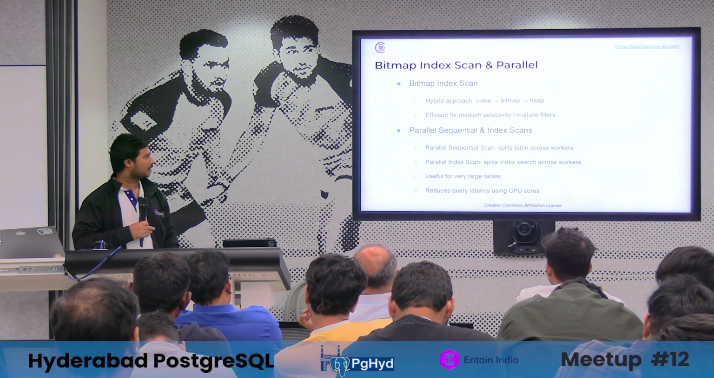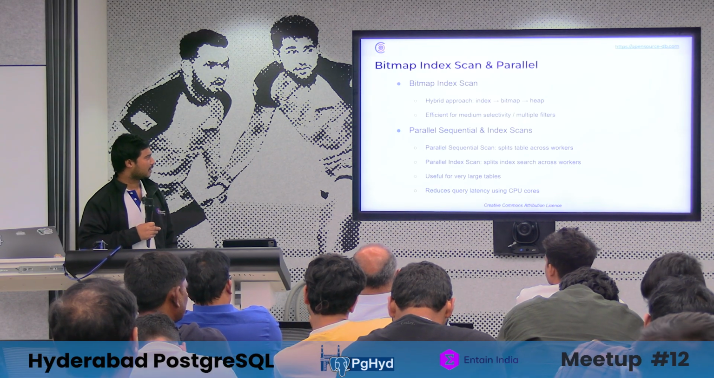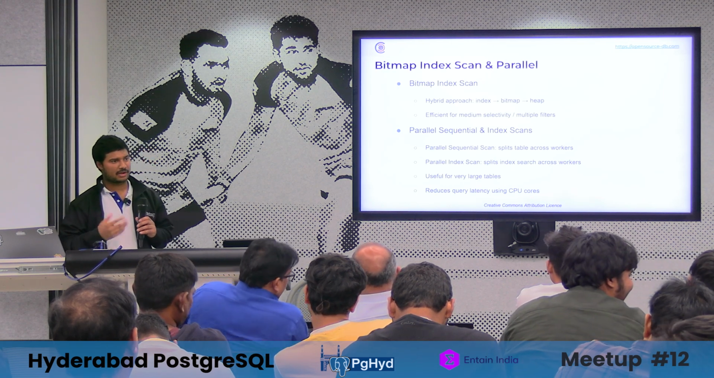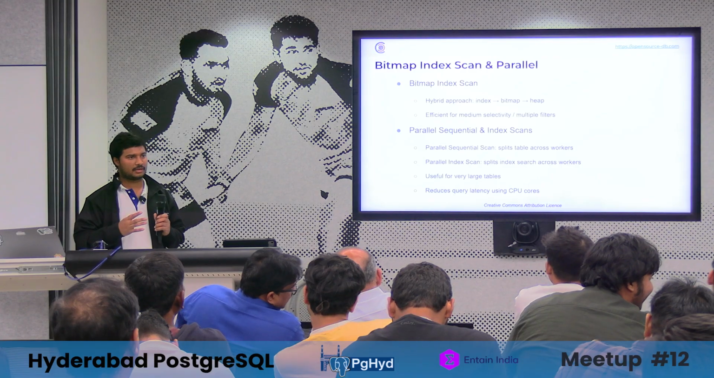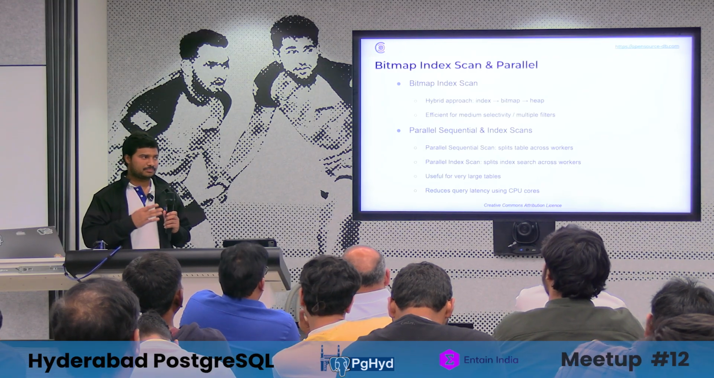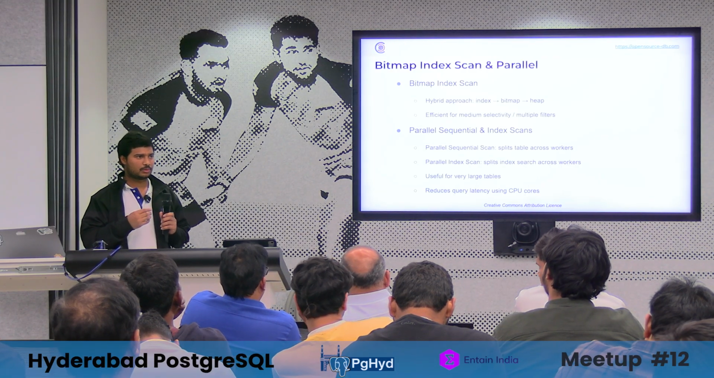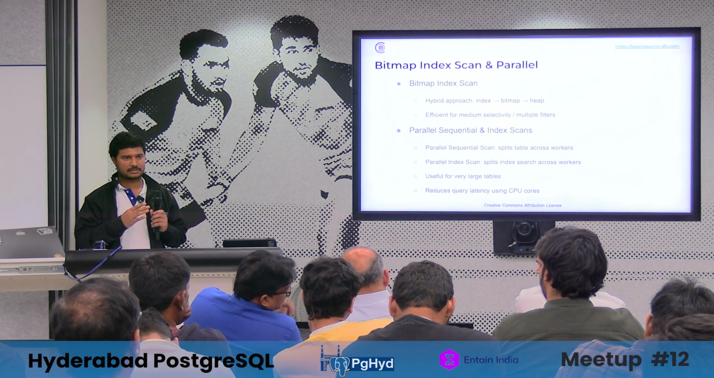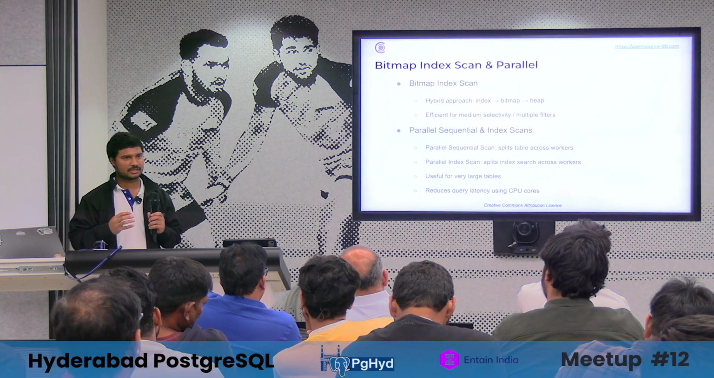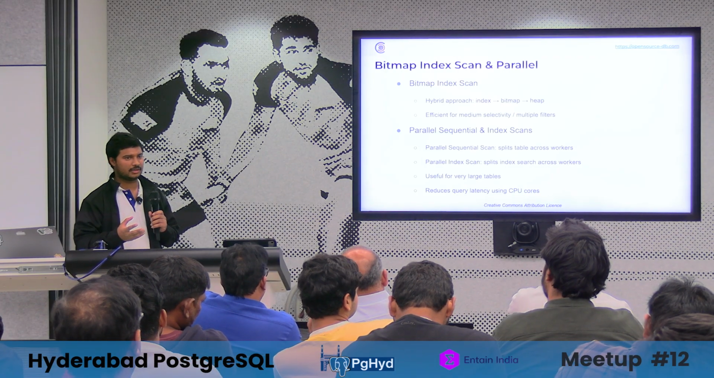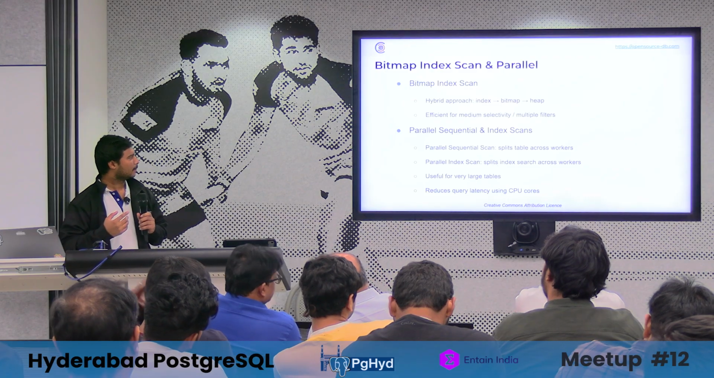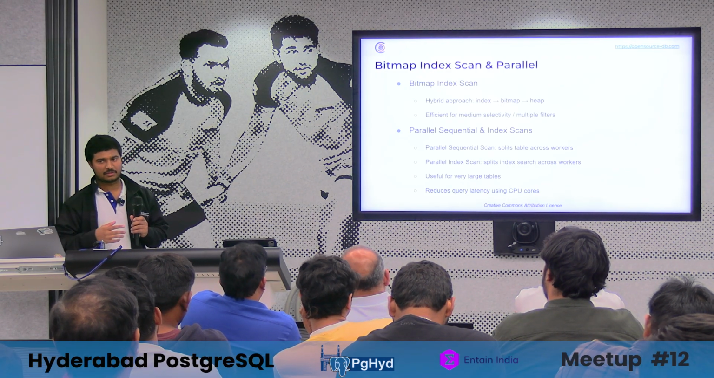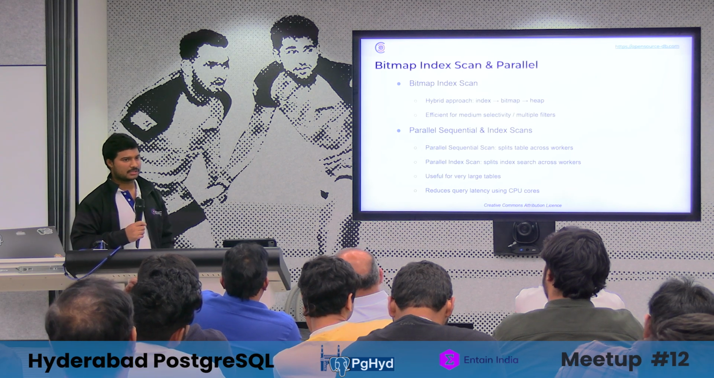Coming to the parallel sequential scan, whenever we have larger tables, it starts the process by taking two cores and splits the table into multiple small chunks, and then it showcases the data. It is useful when we have large tables, so we can use the parallel sequential scan.